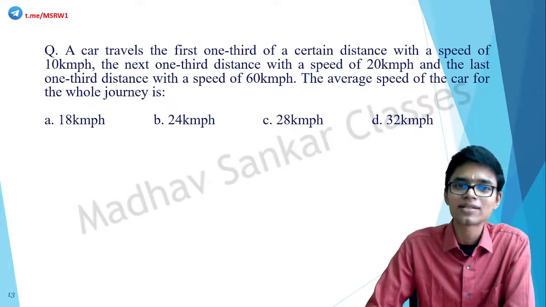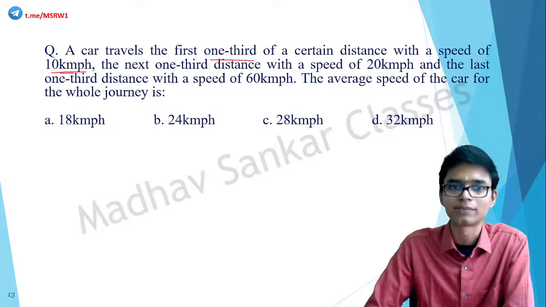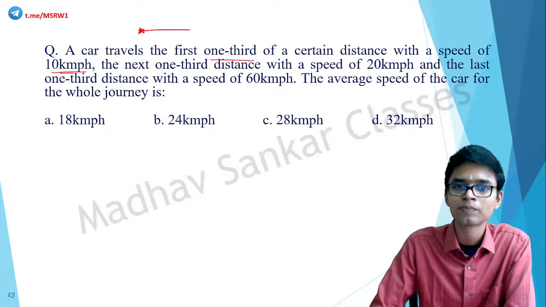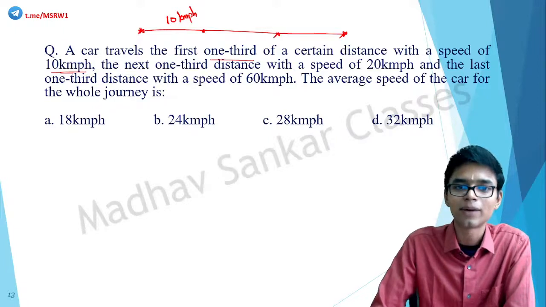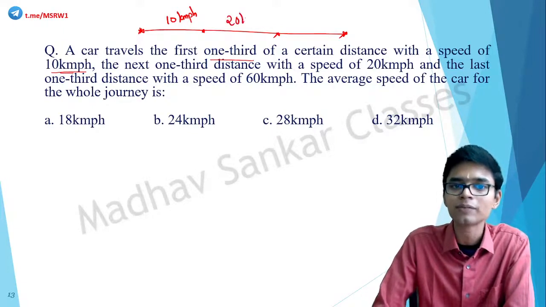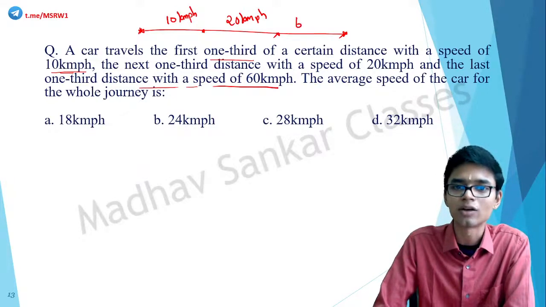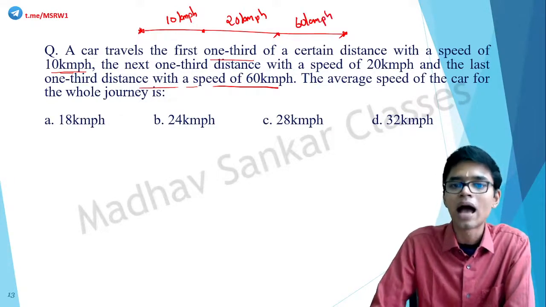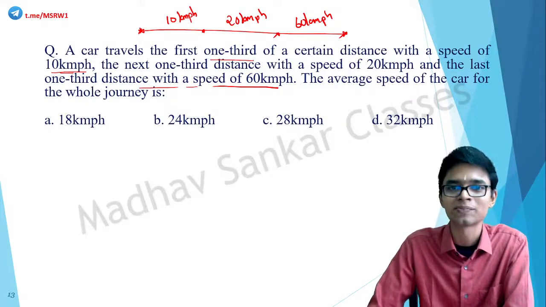A car travels the first 1/3 distance with the speed of 10 kilometers per hour. Let's draw a diagram. So this is the total distance. 1/3 of this is traveled by the car at 10 kilometers per hour speed. The next 1/3 is traveled by the car at 20 kilometers per hour. And the last 1/3 distance is covered at 60 kilometers per hour. Find the average speed of the car in the whole journey. Very, very simple question. Again, this is a UPSC question.